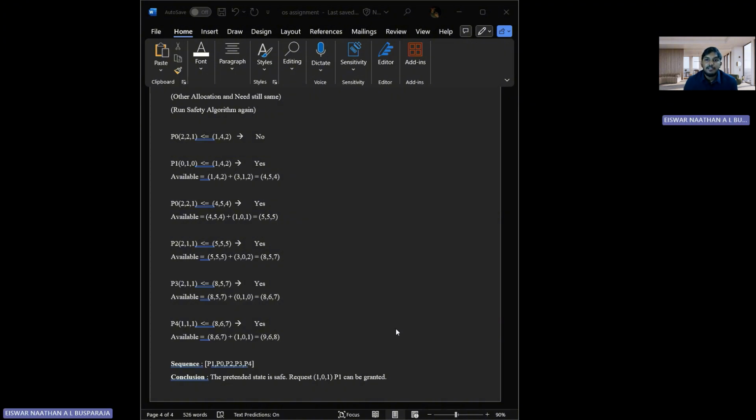Before I end, why must we check safety again after a request? Because even if the request is possible now, it might make the system unsafe in the future. The banker's algorithm ensures every request keeps the system in a safe state.